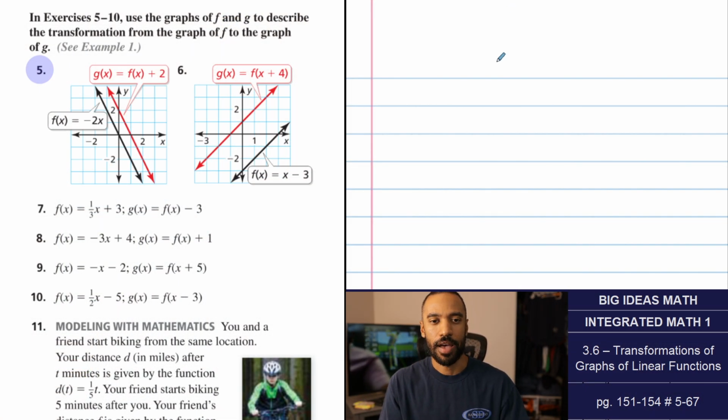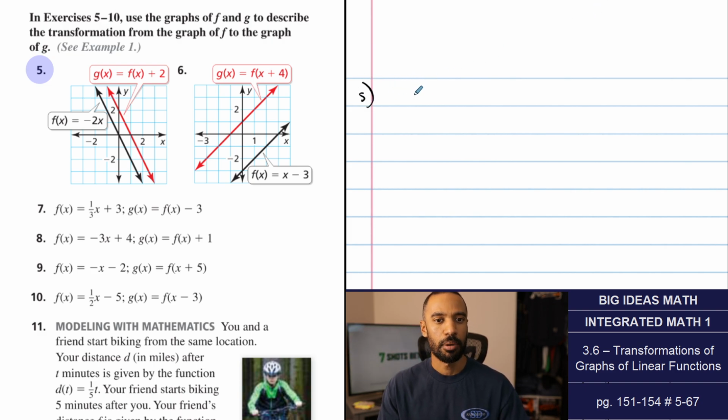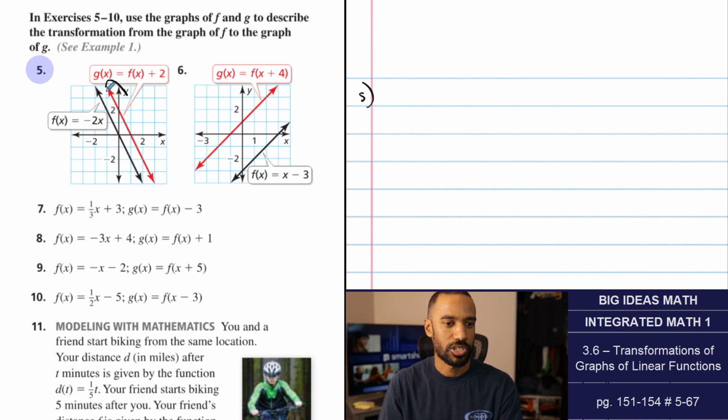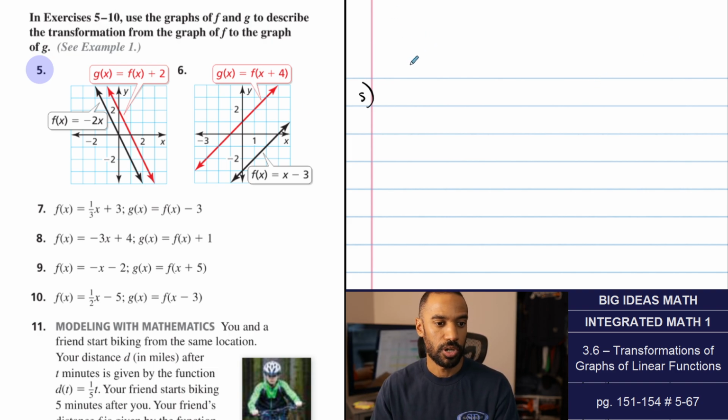In exercises 5 through 10, use the graphs of f and g to describe the transformation from the graph of f to the graph of g. So it doesn't sound like we're actually graphing on these ones, but we have visuals for 5 and 6. On number 5, we have f of x equals negative 2x. Now that's not the parent function, but it is just the original function we have. g of x is f of x plus 2. It takes whatever this was, negative 2x, and plus 2. The other one was negative 2x plus 0, right?